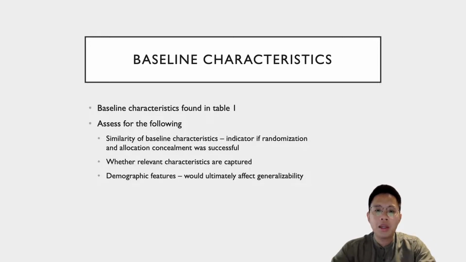So apart from looking at the balancing of characteristics in Table 1, I think the other two important things to look at when we study Table 1 is whether or not the relevant characteristics are captured. So whether or not there are potential variables that could be confounders, and we want these variables to be reflected in Table 1. And secondly, we also want to look at the demographic features. Is this an older population? Is this a patient with more or less comorbidities? What's the disease severity? And this will ultimately affect the generalizability when we attempt to apply the study to our patients.